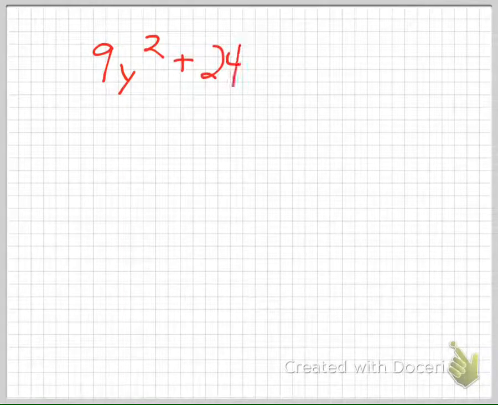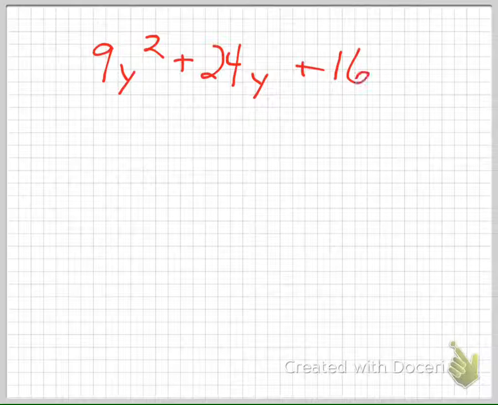Let me give you one to try. Try 9y squared plus 24y plus 16. I'm going to ask you to factor this. So here's the deal. I say factor this. You go, can I pull something out of there? I can't pull out a 3y. What can I pull out? Nothing. First thing I do is look at whether I can pull something out. No, I can't pull anything out.